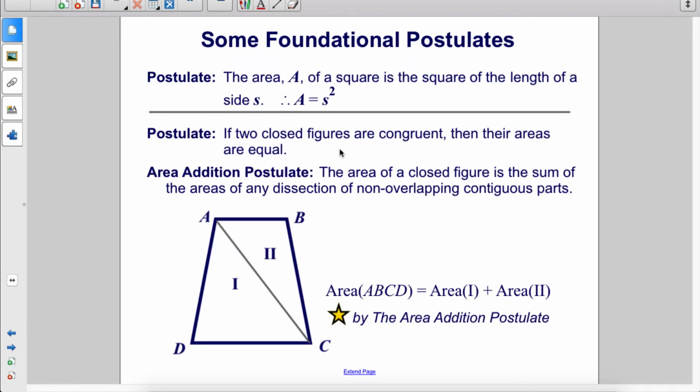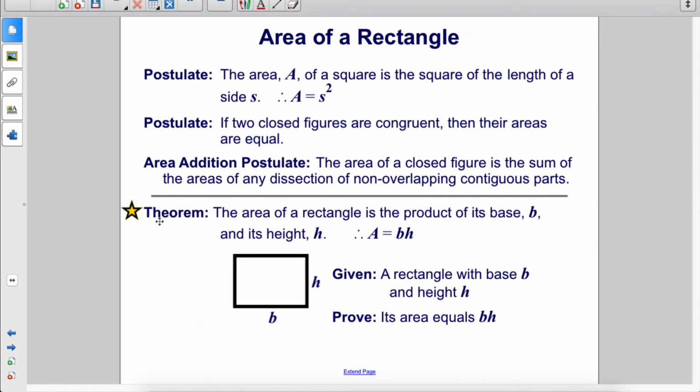Here's another postulate. If 2 closed figures are congruent, then their areas are equal. Area addition postulate. The area of a closed figure is the sum of the areas of any dissection of non-overlapping contiguous parts. So the area of this shape here, ABCD, equals the area here in area 1 plus the area here, area 2.